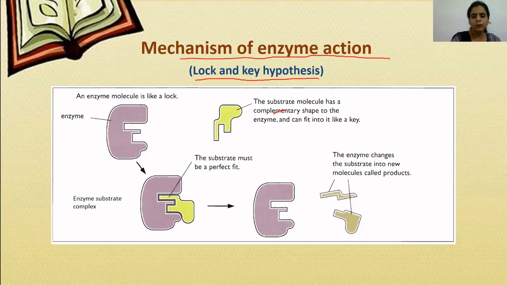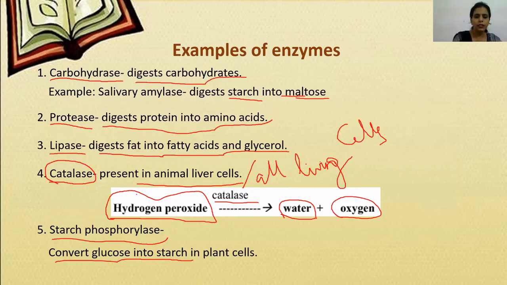Now, what are these substrate molecules, and what are products? I'll let you know from the previous slide. If you look at the previous slide, here is hydrogen peroxide. This hydrogen peroxide is a substrate molecule. In chemistry you have studied reactants, isn't it? All your reactants are the substrate molecules which take part in the chemical reaction. So in this particular chemical reaction, hydrogen peroxide is the substrate molecule, catalase is the enzyme, and water and oxygen are the products.